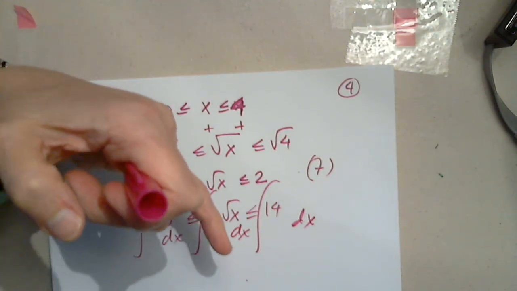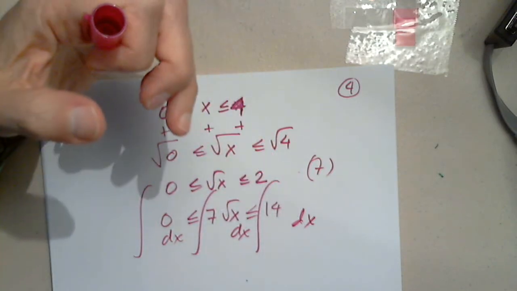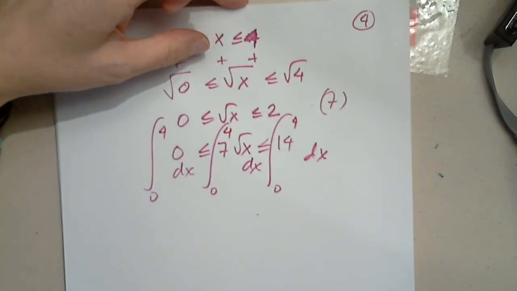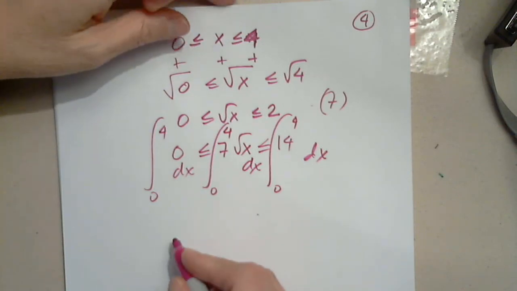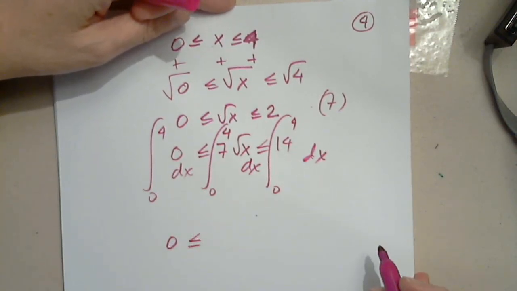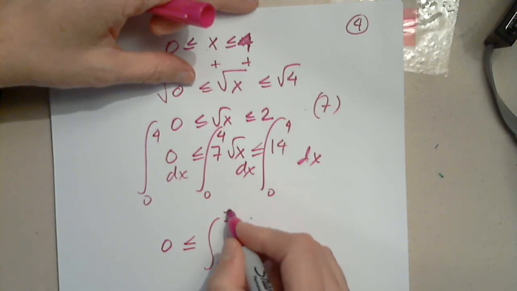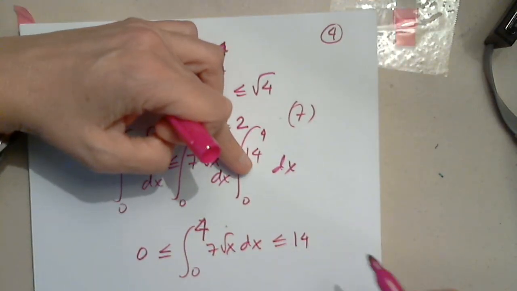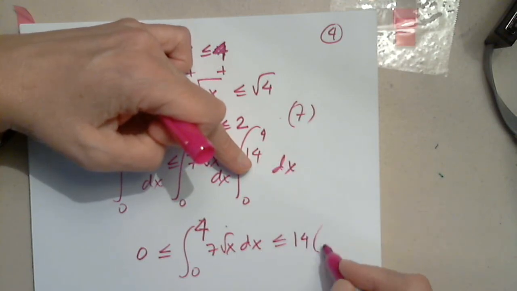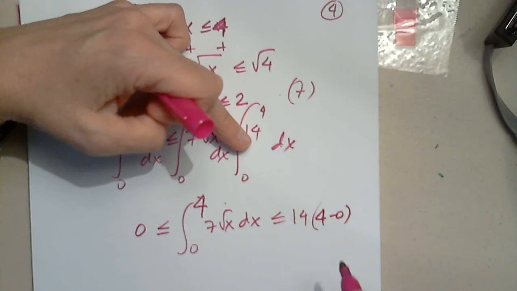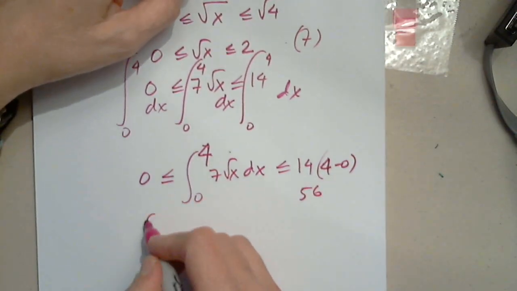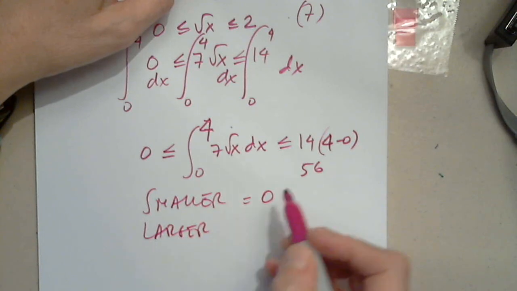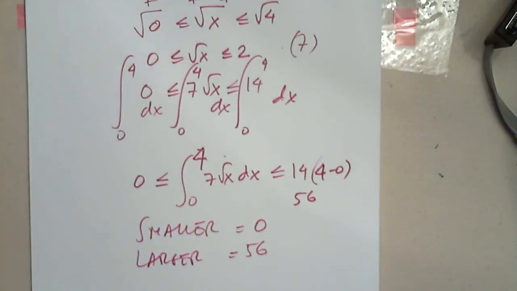So the area under this must be lower than the area under this, must be lower than the area under this. So I have 0 to 4. The left-hand side is 0. There is nothing I can do to that, that's just obviously the smallest value. Then the integral from 0 to 4 of 7 square root of x dx is less than or equal to, I know how to determine this, because they already gave us the formula. It's 14 times 4 minus 0, and that is 56. So the smaller, for my example, is 0, and the larger is 56. Very good example. Very nice.